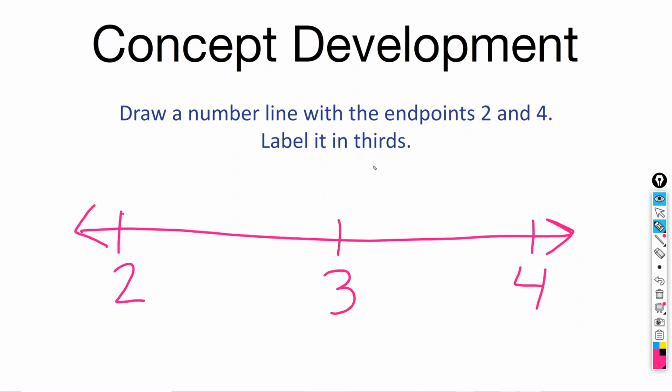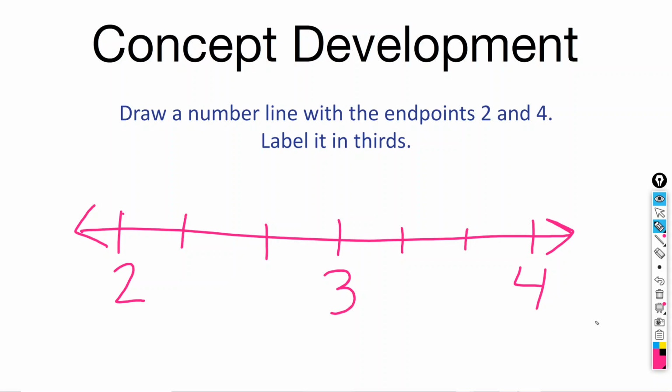Over here it says label it in thirds. So between 2 and 3, I need to break it up into 3 pieces. 1, 2, 3. And then between 3 and 4, I need to break it into 3 pieces. 1, 2, 3. So now, between 2 and 3, it's broken into thirds, and between 3 and 4, it's broken into thirds. Make sure your whiteboard matches mine. If you need to pause it, go ahead.